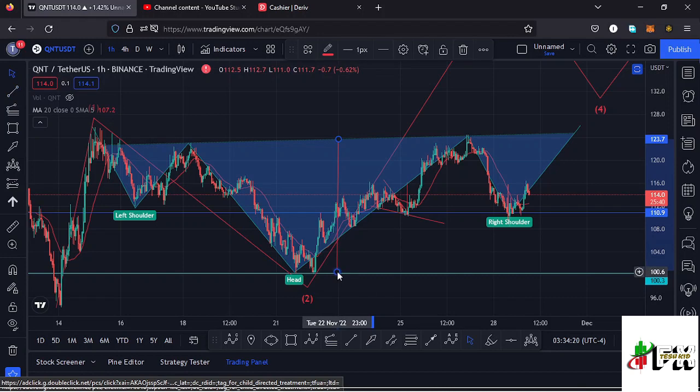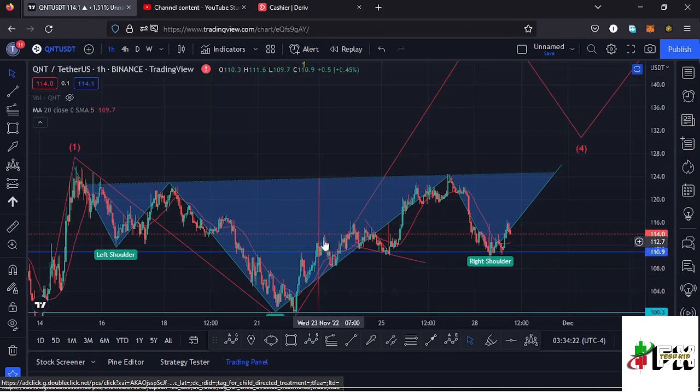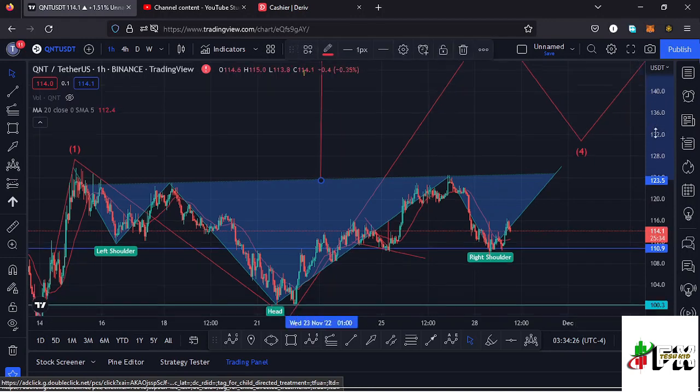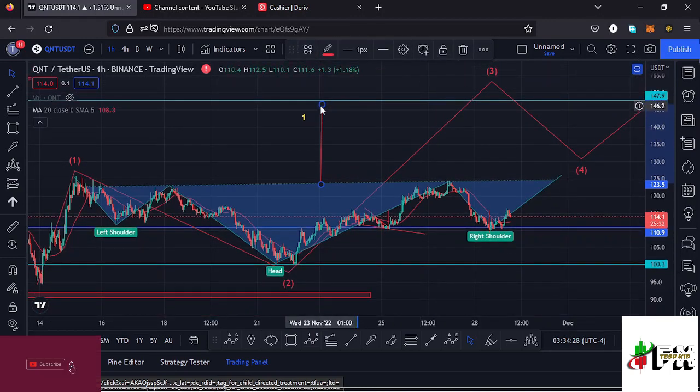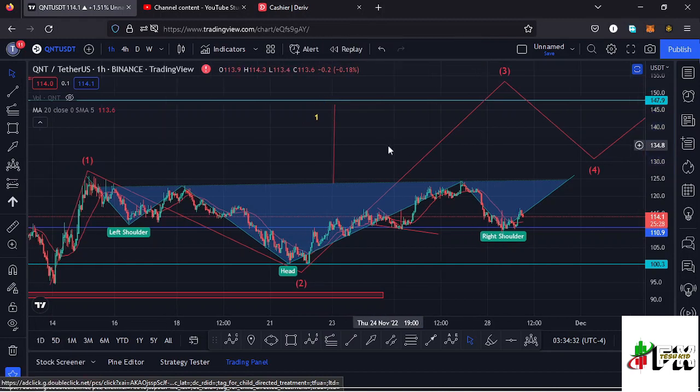So using a trend line, we can get that height and then place it above the neckline to give us a minimum target area to the upper side, and that gives me a minimum target area back to around the $146.7 mark. That is the minimum that I would expect Quant to do once we see the completion of this inverse head and shoulders pattern, and also see a breakout out of this chart pattern to the upper side.